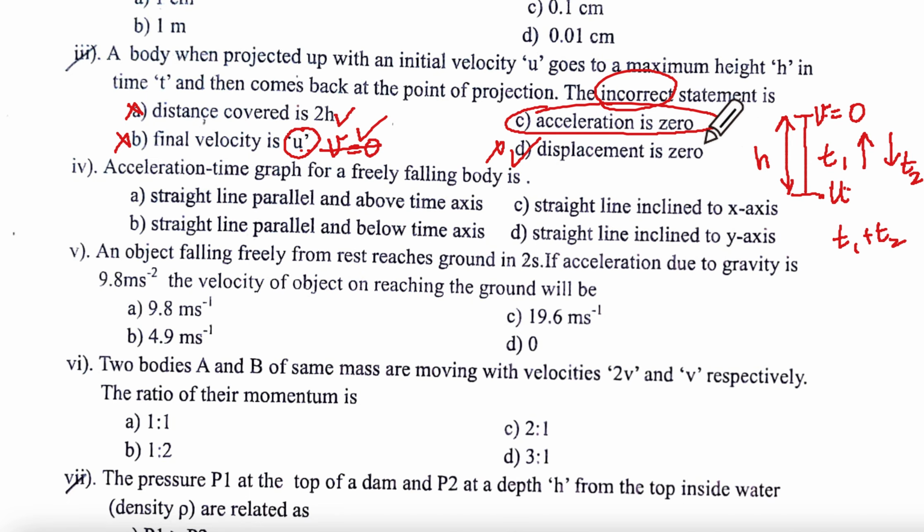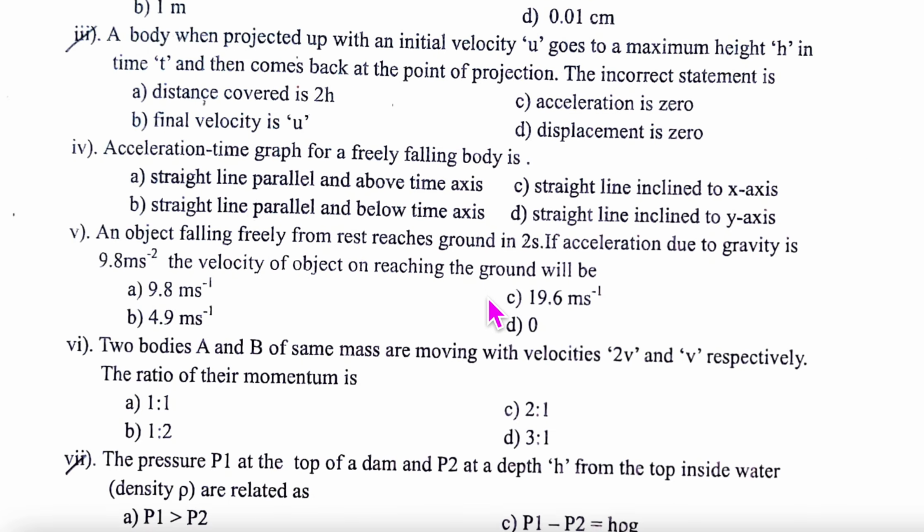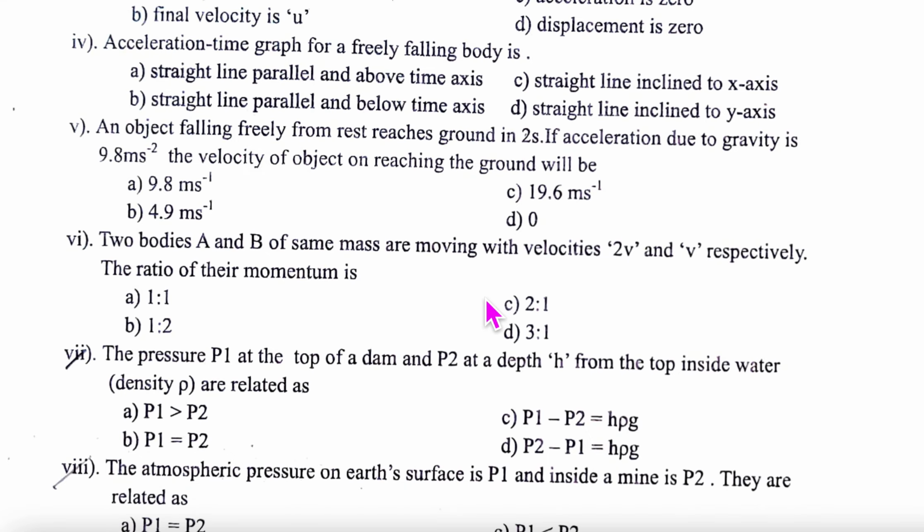Acceleration is not 0. If acceleration is 0 means I will go with the same velocity. Now initial velocity became 0. That means there is decrease in velocity. Obviously acceleration is not 0. And when it comes down, there is increase in velocity. So acceleration is again not 0. So this is the correct option. So far your teachers have given C as the correct option. Let's see if the next one is also C.